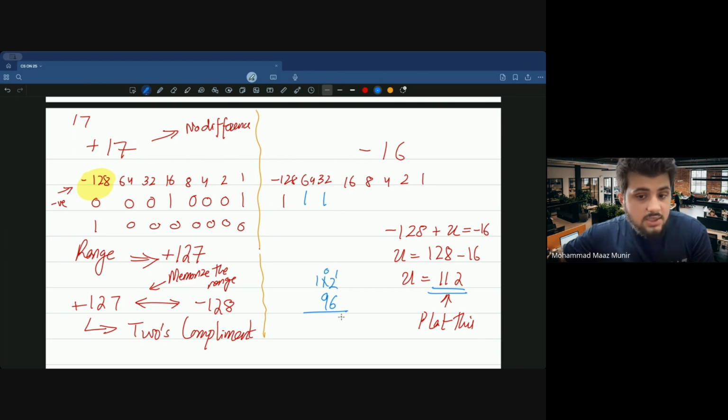So 12 minus 6 is what? It's 6. Basic maths. Again, 0, I don't have a slot, so this will be a 0. I take a carry. 10 minus 9 is what? It's 1. So 16. This means I need to plot 16.